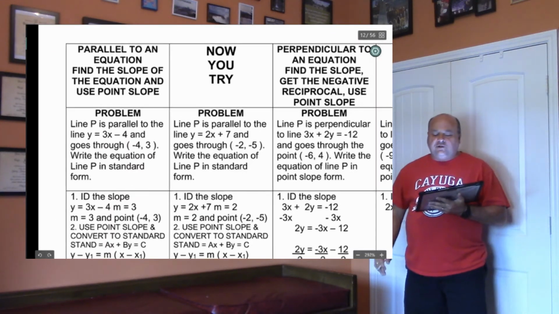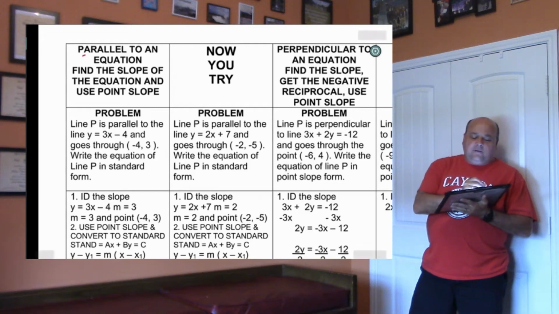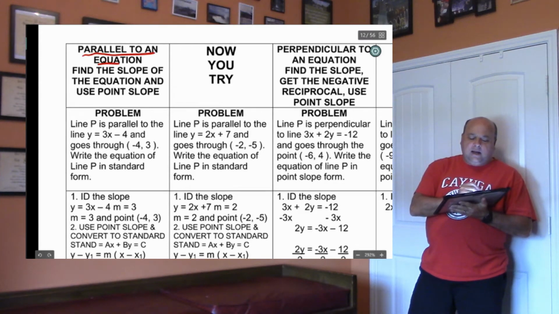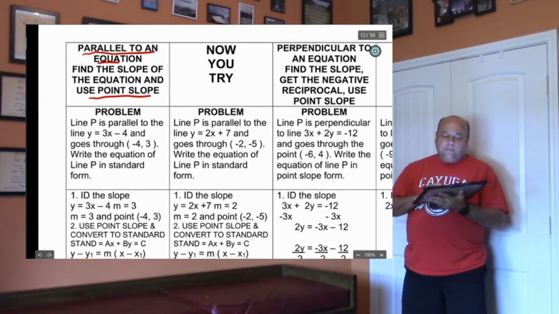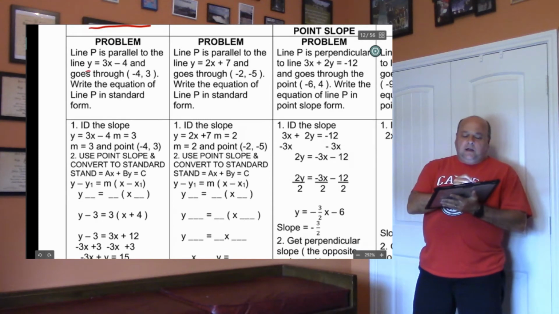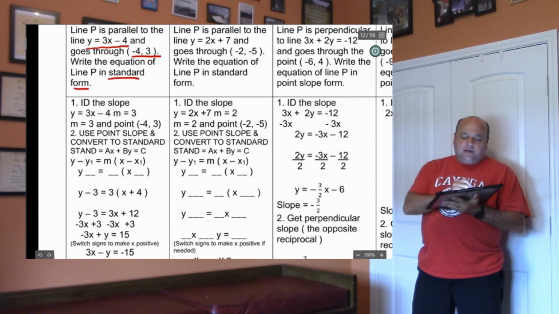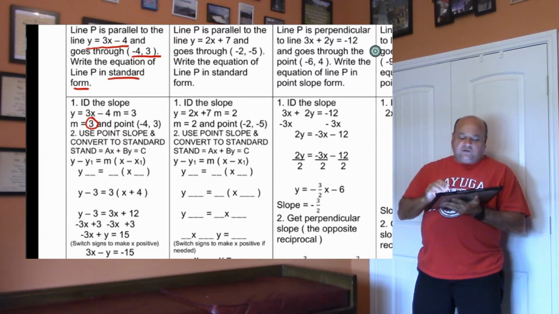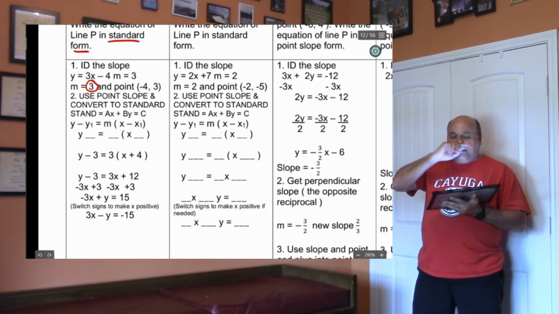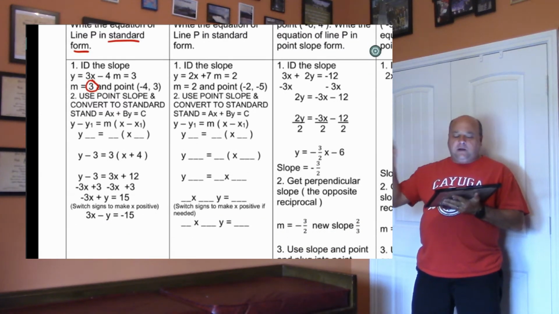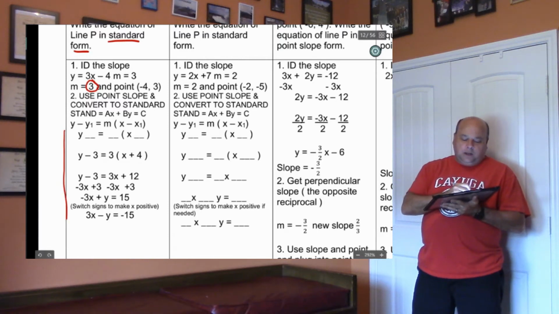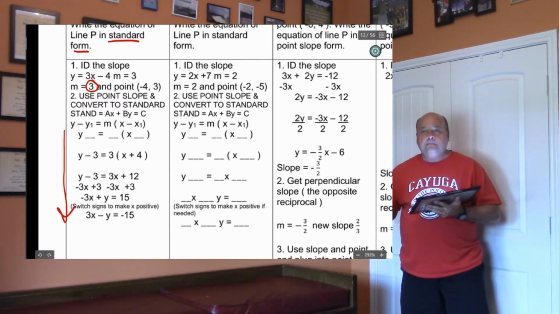Now then, these are kind of tricky because you can have a parallel to an equation and then get the slope, okay? So line P is parallel to this and goes through this. Write the equation in standard form. So the first thing we need to do is get the slope of this, and then it's parallel so the slope won't change, will it? Okay? Since this line's parallel, it won't change. We plug it in and work through there, right?